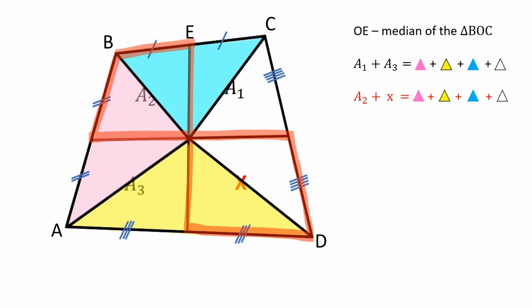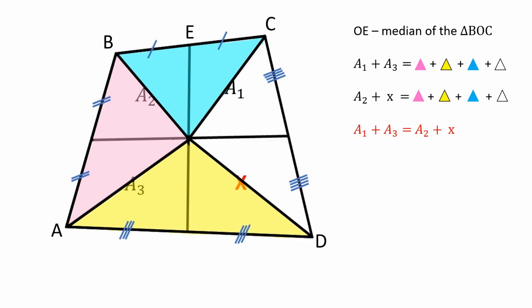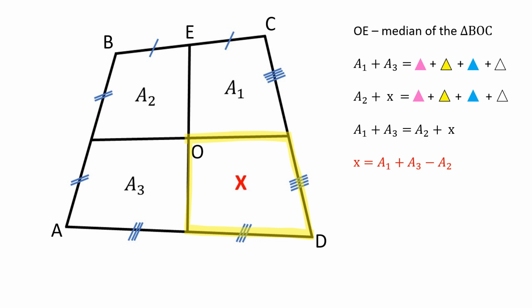The sum of A2 and X is also equal to the sum of one pink triangle, one yellow triangle, one blue triangle, and one white triangle. Therefore, the sum of A1 and A3 is equal to the sum of A2 and X. X is equal to A1 plus A3 minus A2.